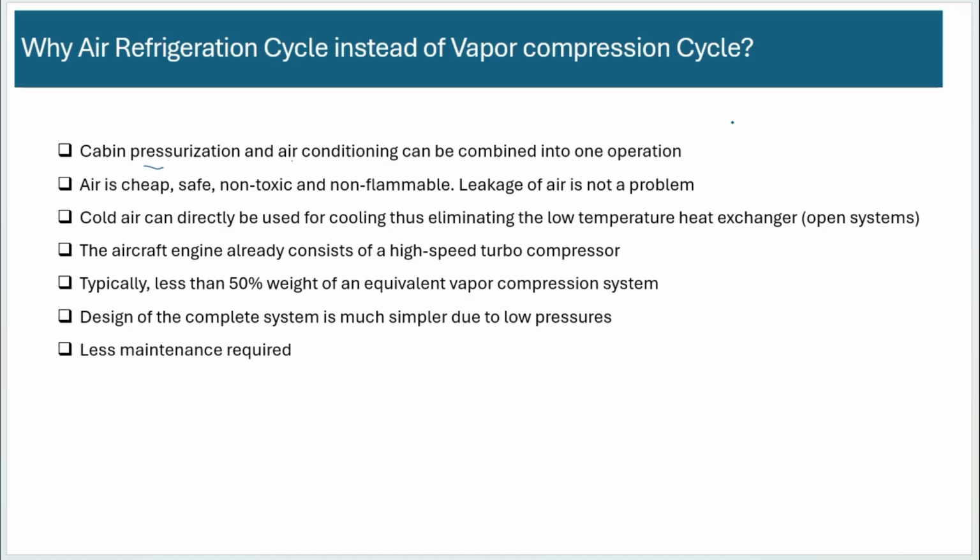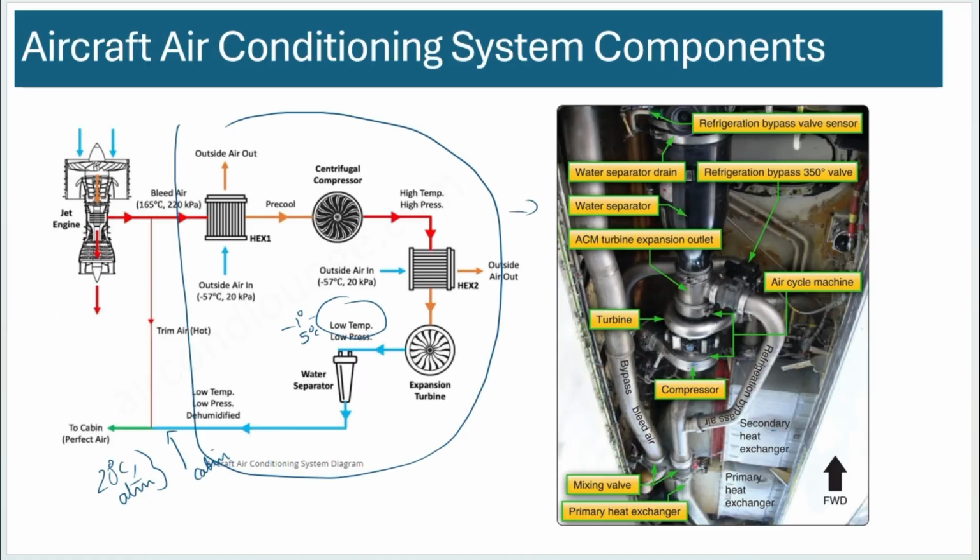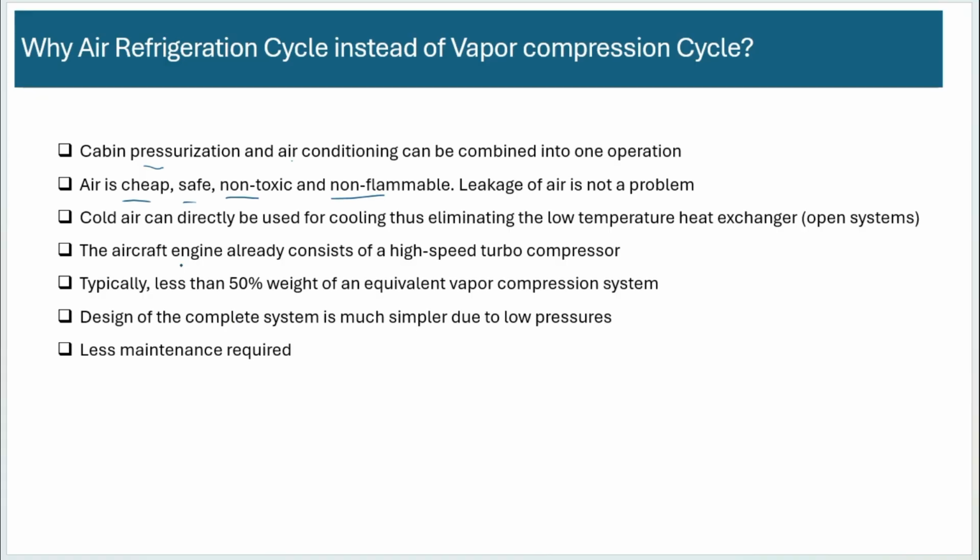Air is cheap compared to refrigerant, air is safe, and air is non-toxic and non-flammable. Depending on the type of refrigerant used, a lot of these things may not be possible. If you use a non-toxic refrigerant, you may be using a flammable refrigerant, which will create safety issues. If air leaks from the duct anywhere here in the cabin, it's not a problem. It's actually air, so it's not toxic.